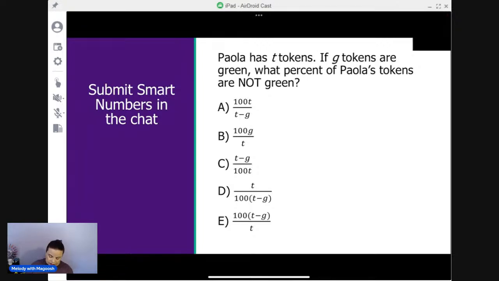So let's say Paula has 100 tokens. T is 100. And then G is going to be just a portion of those tokens. So we want some of them green, some of them not green. Maybe the easiest, most direct thing we could possibly think of is, let's say half of them are green and half of them aren't. Our favorite fraction is a half, right? That would mean that 50 tokens are green.